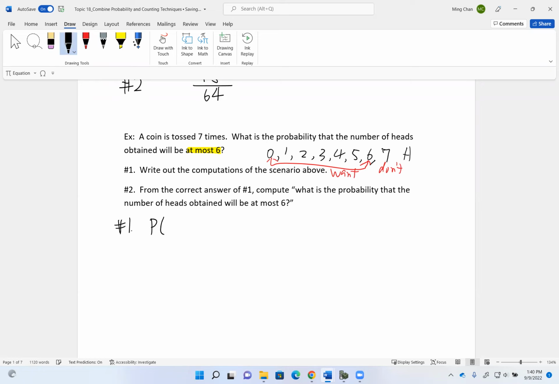So the probability of getting at most 6 heads will equal to, okay, this is a probability question, so the highest probability is 100%, which is 1. So that will be 1 minus the probability of getting what I don't want. What I don't want is 7 heads.